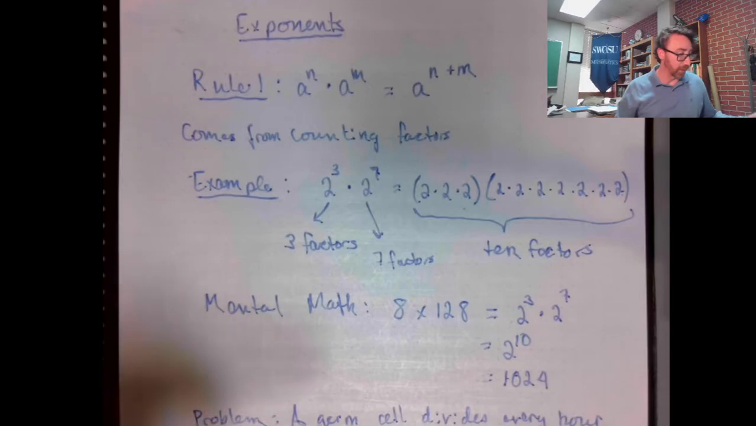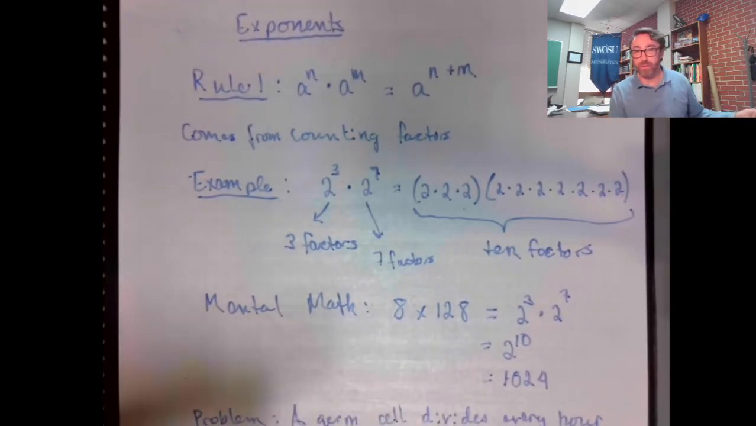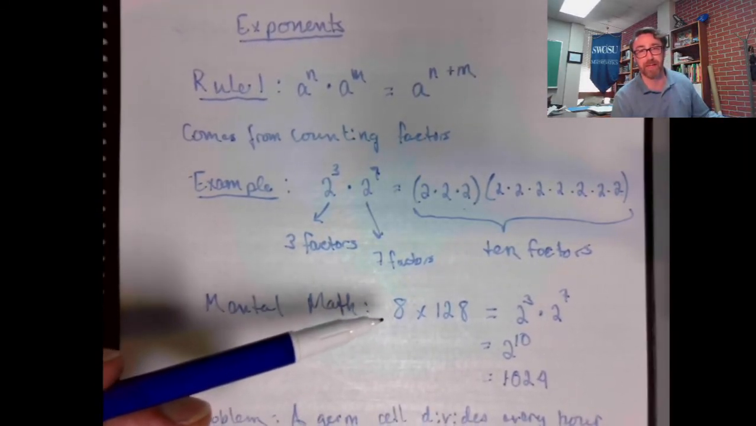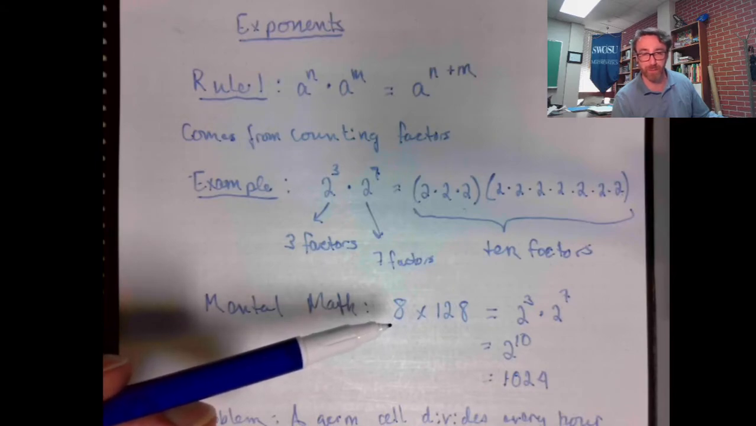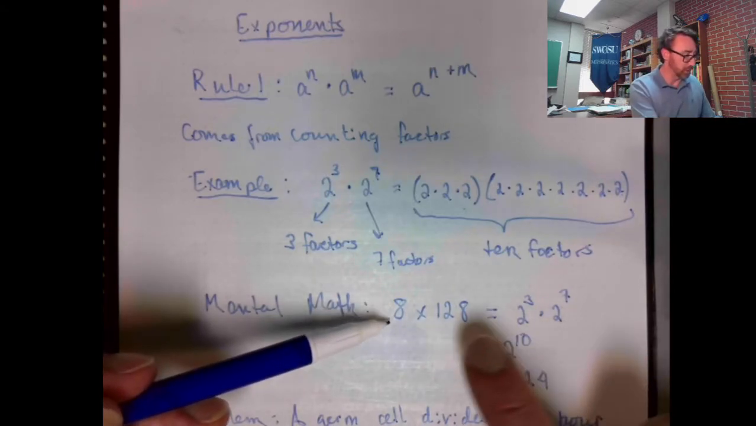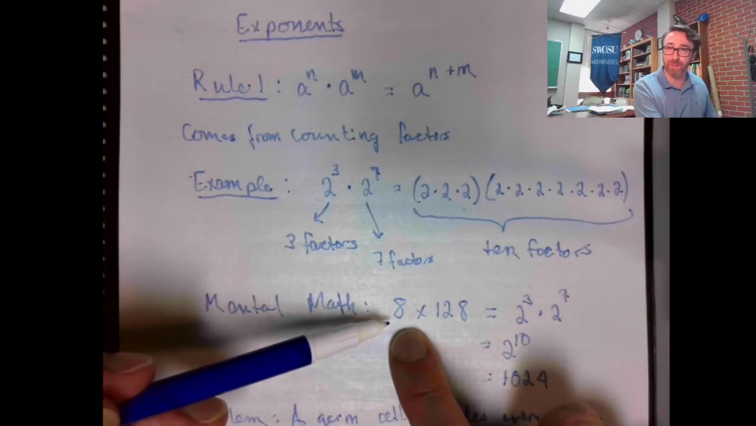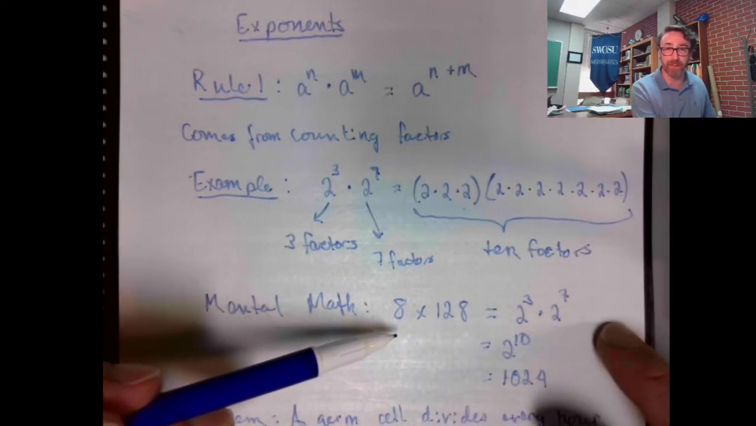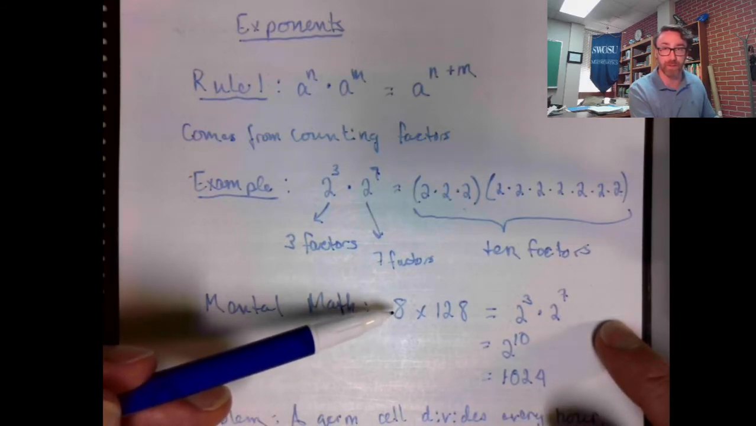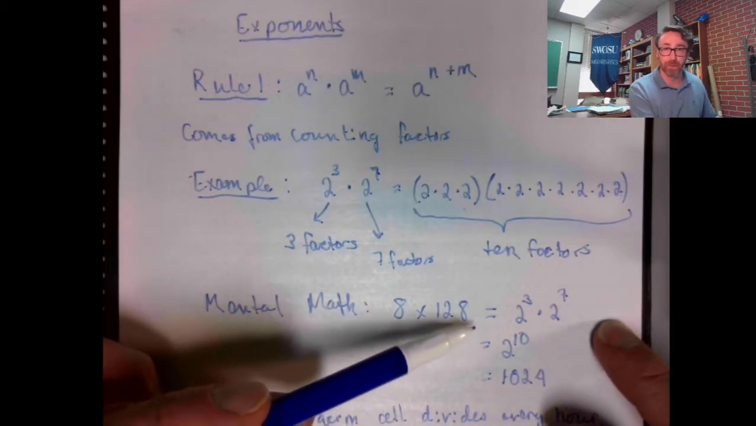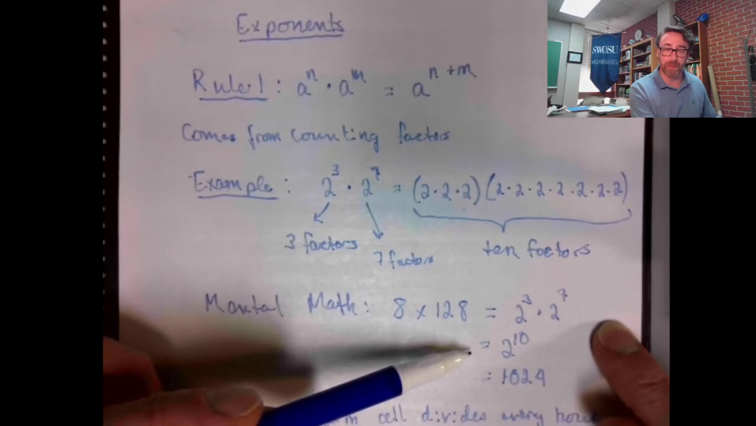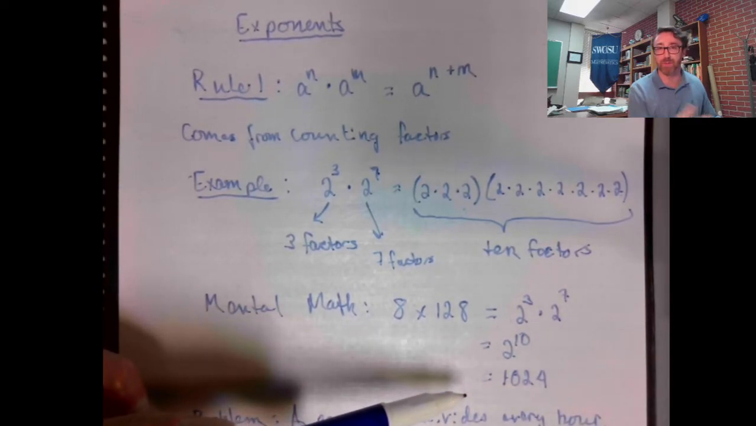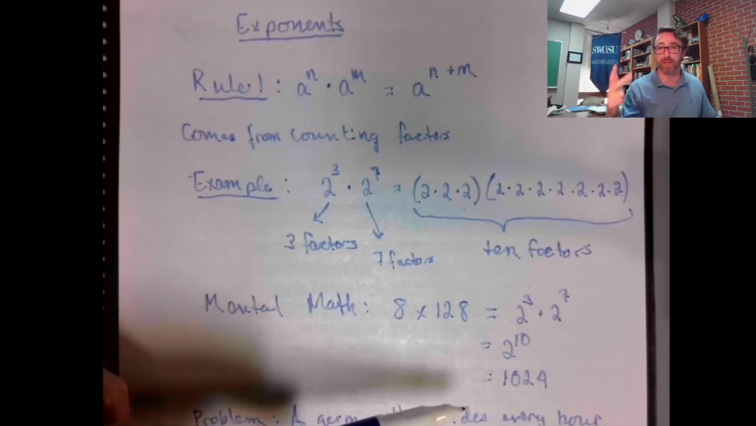Now this is actually useful for helping us with some mental math. If we were presented with the problem this way, rather than trying to do 8 times 128, it's much easier to do 2 power 3 times 2 power 7, which is what both of these are. Use the rule for exponents, that's 2 power 10, and since we know our powers of 2, we know 2 power 10 is 1024.